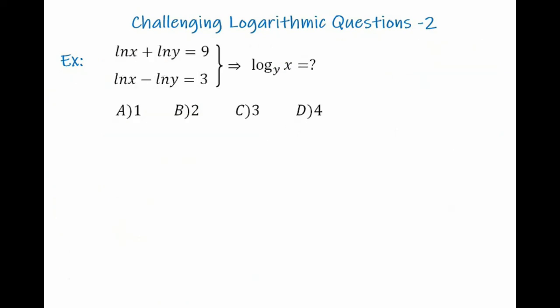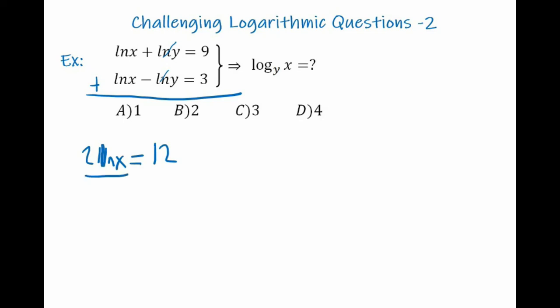And this is our last question in this video. We are given ln x plus ln y is 9 and ln x minus ln y is 3. So by using those two statements, what is the value of logarithm of x in base y? Here, we will do two things to find out x and y. If you add them up, the ln y terms are going to be gone. So I'm going to have 2 ln x, and 9 plus 3 is 12.